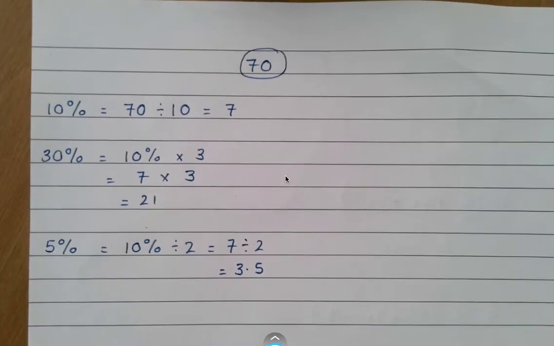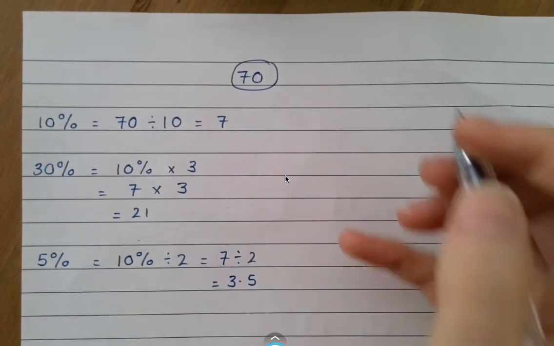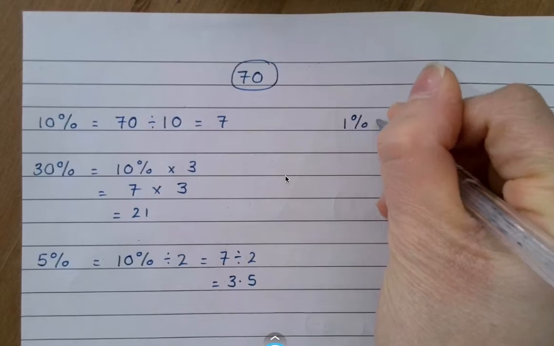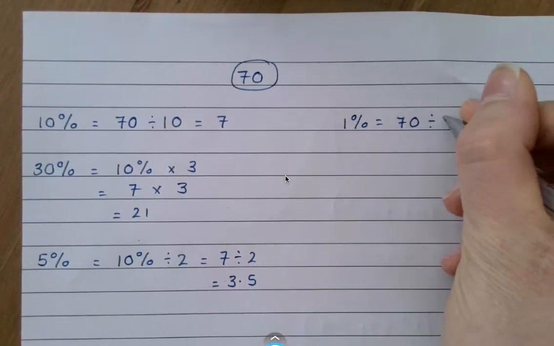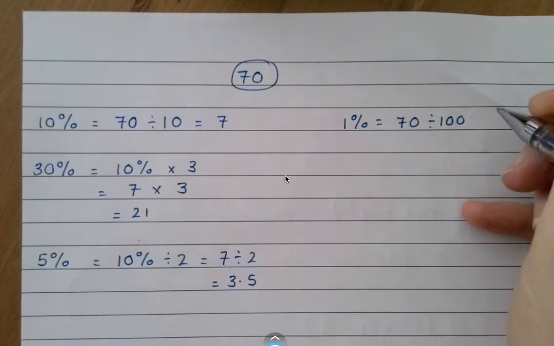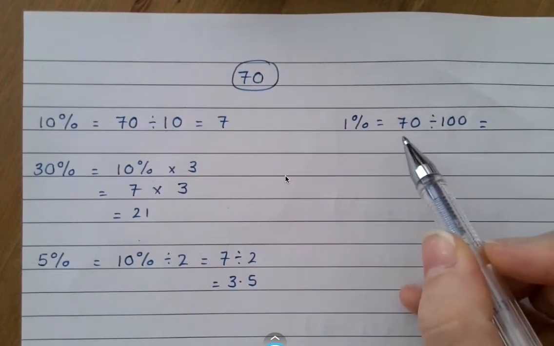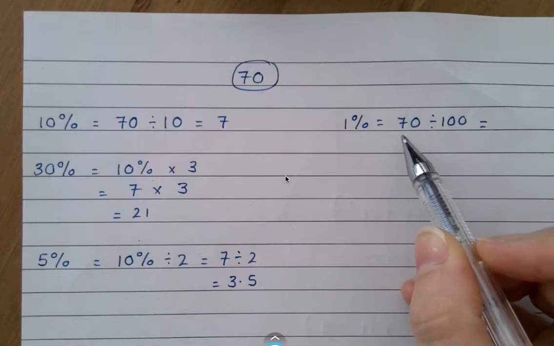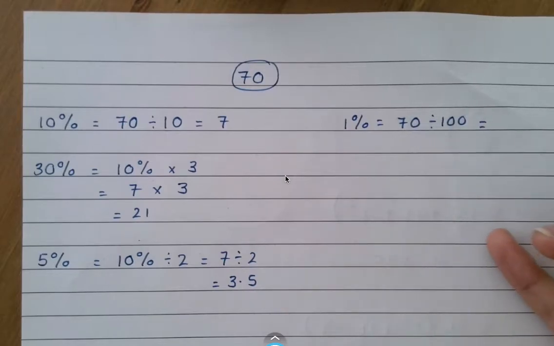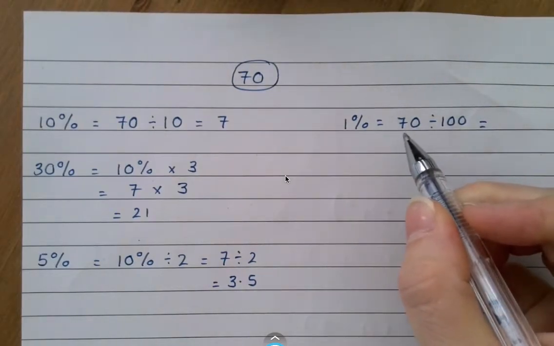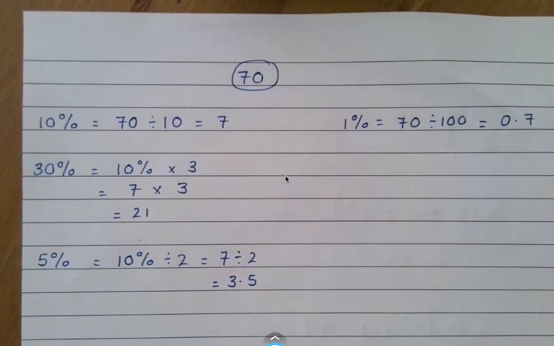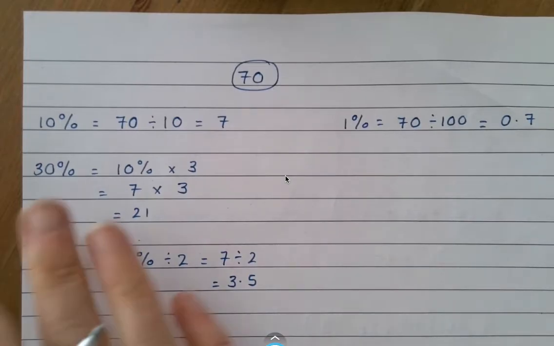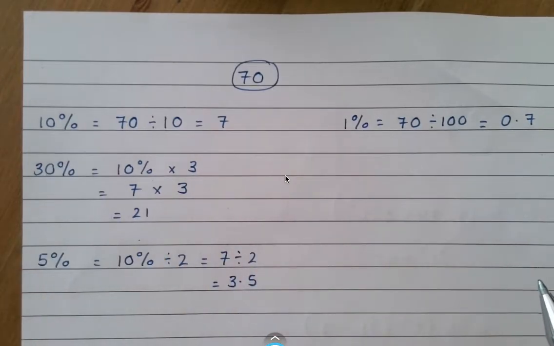Okay? The other one that we need to work from is 1%. So 1% would be 70 divided by 100. So remember, when we divide by 100, each place value moves 2 places to the right. So we go 70, 7, 0.7. So 1% would be 0.7. So if I've got these variations now, I can use that to find any percentage that I want to.